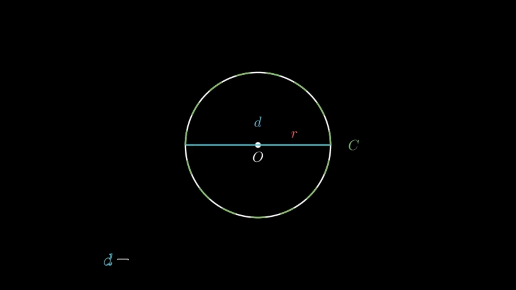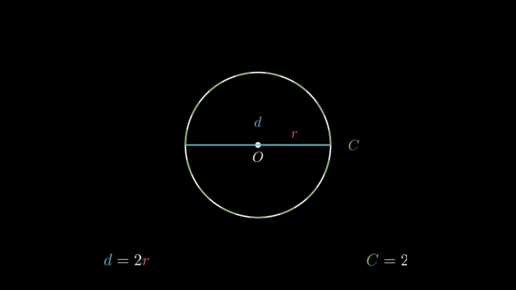Now let's examine the mathematical relationships between these elements. These relationships hold true for any circle, regardless of its size. The first relationship is that the diameter equals twice the radius. This makes intuitive sense since the diameter spans the entire width of the circle through its center, while the radius only extends from the center to the edge.